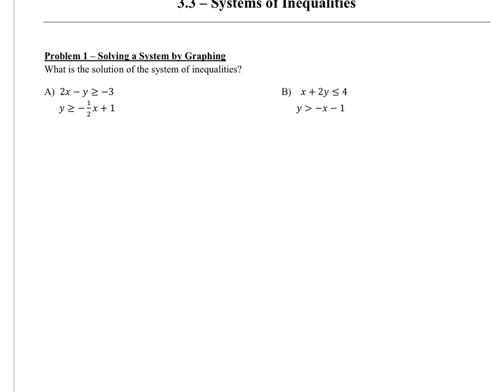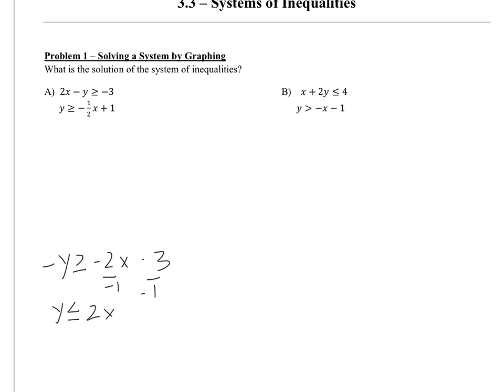Solving systems of inequalities. So this is review and graphing. So first thing you should always do is rewrite your equation. So this first equation, I'm going to subtract 2x on both sides. So I'd have this. And then you have to divide by a -1. So do not forget, that's going to flip my sign.